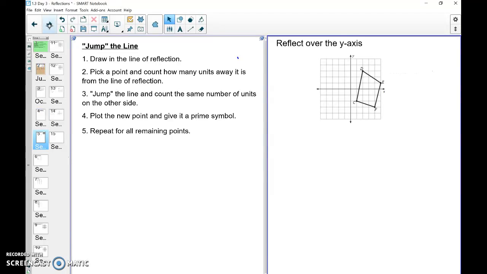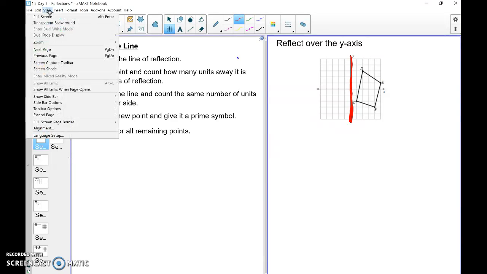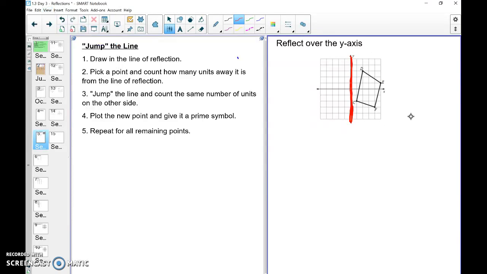So my first step when I do jump the line is I want to draw in the line of reflection. Well, this one's being reflected over the y-axis, so that means I'm going to really bold in the y-axis, just like this. So follow me on your paper. Hopefully your drawing is a little bit less scratchy than mine is. And let's see if it'll allow me to zoom in. Nope. That's okay. We'll figure it out without it. We can still see it.